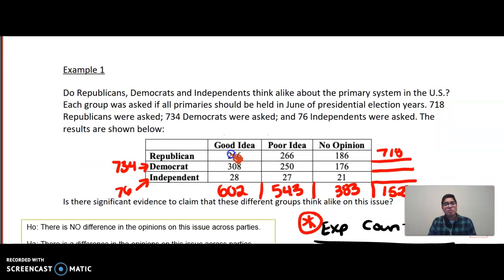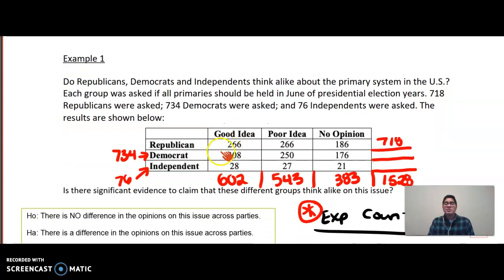The results are shown below. So Republicans who thought it was a good idea, 266, Democrats 308, Independents 28, etc. This is the first opinion, the good idea. Then we have the poor idea, and then we have the no opinion group. So all of these are the observed counts.